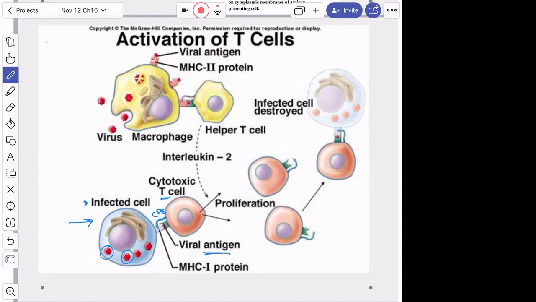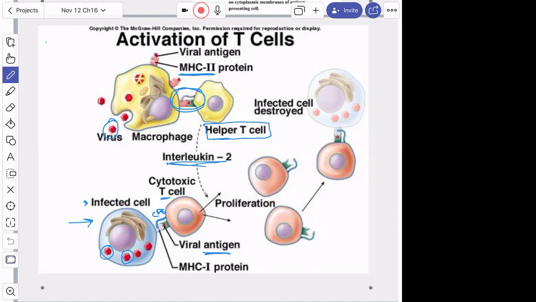But again, just recognizing the antigen with the T cell receptor is not enough. It needs some further stimulation from a helper T cell. So how does the helper T cell get stimulated? Well, it's going to encounter some of that virus that's been engulfed by, say, a macrophage or a dendritic cell and presented by MHC class 2 protein to a helper T cell. Once that immunological synapse is made, the helper T cell is activated. It starts kicking out cytokines.